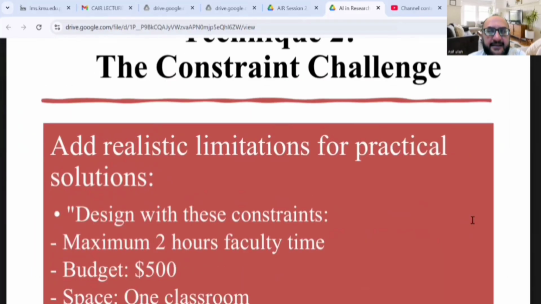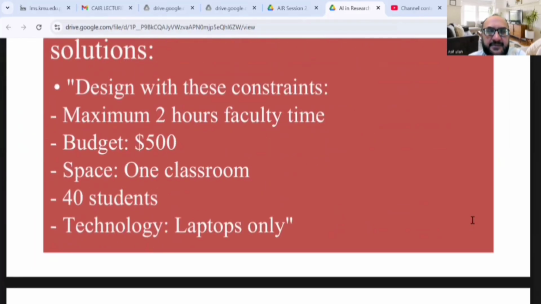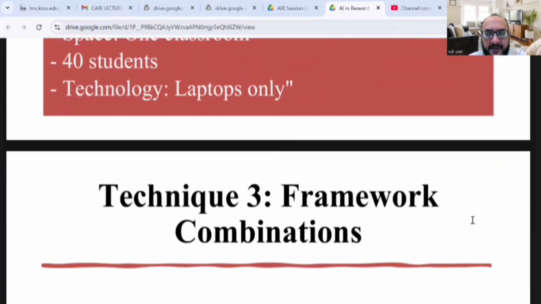The second technique is the constraint challenge: add realistic limitations for practical solutions. Design with these constraints: maximum 2 hours of faculty time, budget 500 rupees, space of one classroom with 40 students, and technology of laptops only. Technique 3: framework combinations.